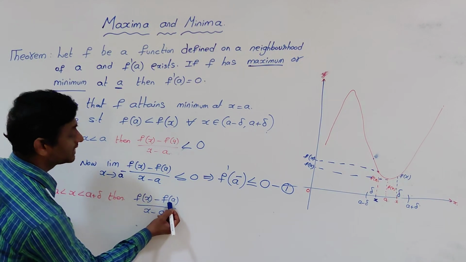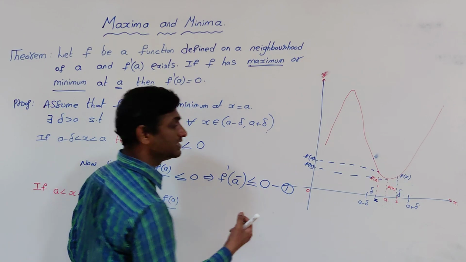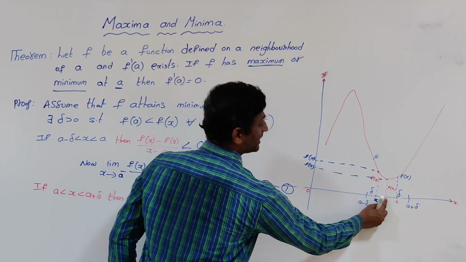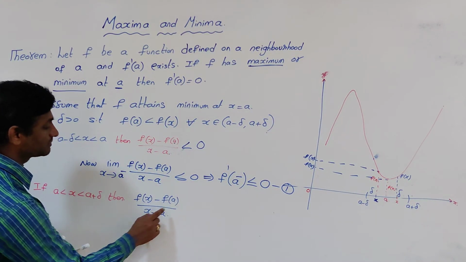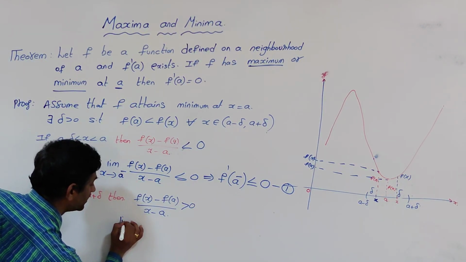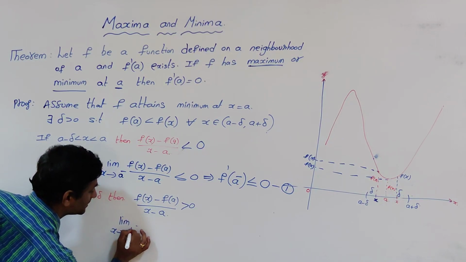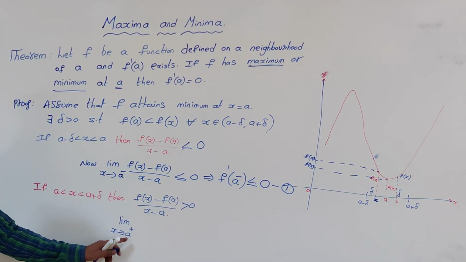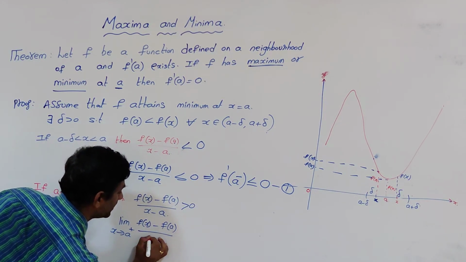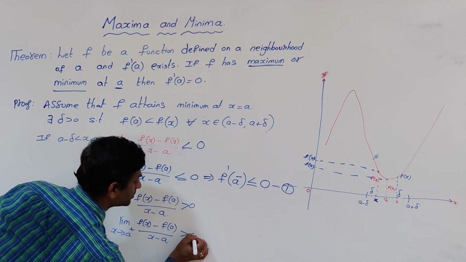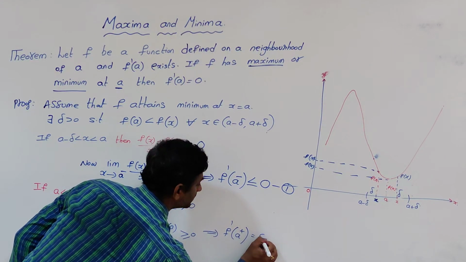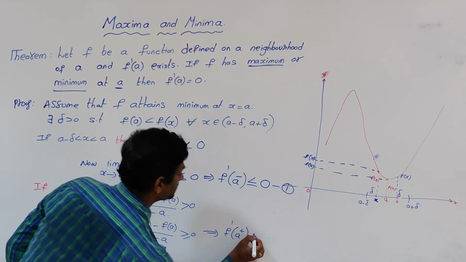So f of x minus f of a is positive, and since x is on the right side of a, the difference of x and a will be positive. So (f of x minus f of a) by (x minus a) will be greater than 0. Now we will see the limit. When limit x tends to a plus, x is approaching a from the right side, (f of x minus f of a) by (x minus a) is greater than or equal to 0. So we have f dash of a plus is, okay, not 0, it is greater than or equal to 0.